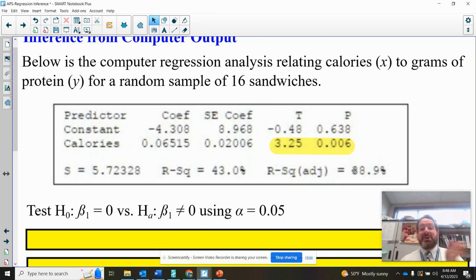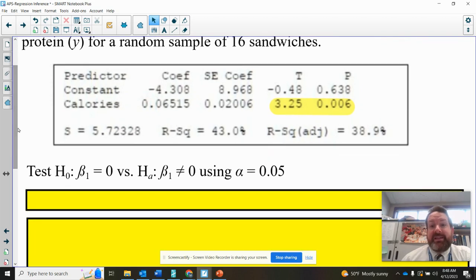Now, earlier in the year, I told you we're basically going to ignore all this stuff. Now is when we pay attention to this stuff. If you're asked to do a hypothesis test, that's what these numbers at the end are for. The 3.25 is your test statistic on this hypothesis test. It's always beta 1 equals 0, so slope equals 0, versus not equal 0. So it's always a two-sided test, giving us this p-value, which is 0.006, very, very tiny.